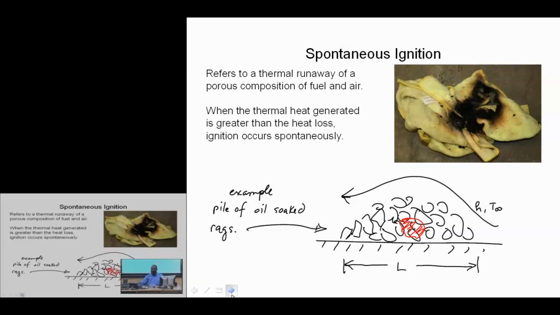Okay, now what we said is that autoignition is a balance between heat generation and heat losses, and that this also helps us understand spontaneous ignition, which is more representative of what we saw in this superglue cotton ball reaction.